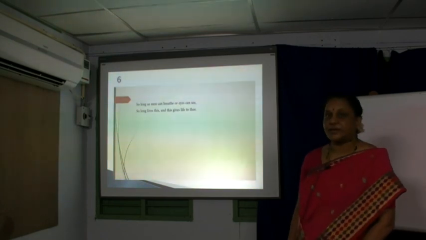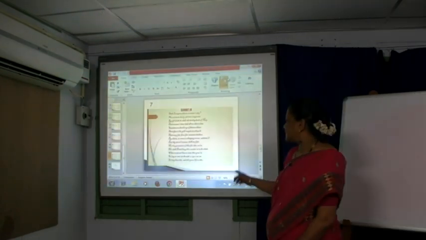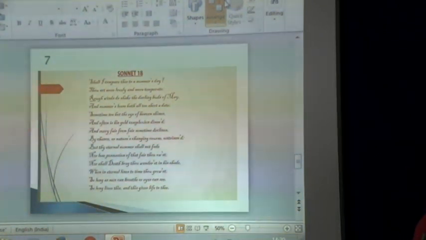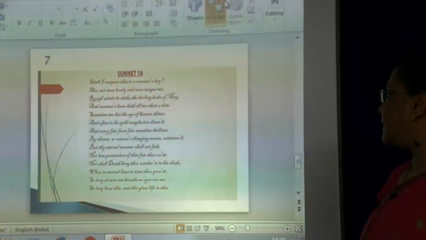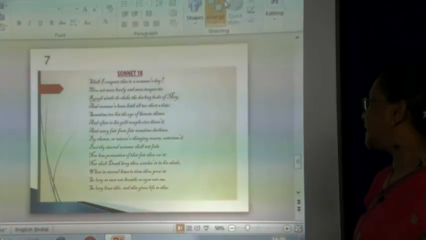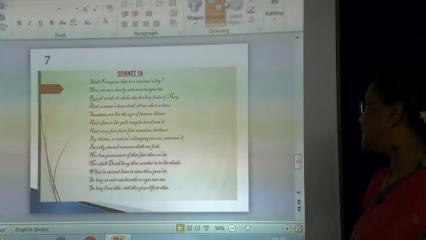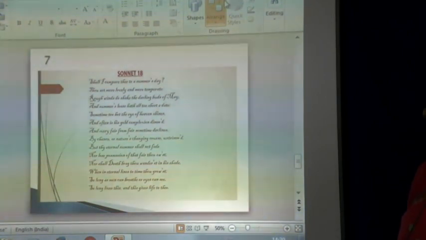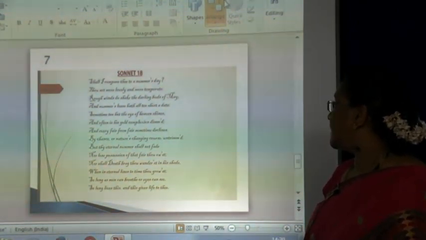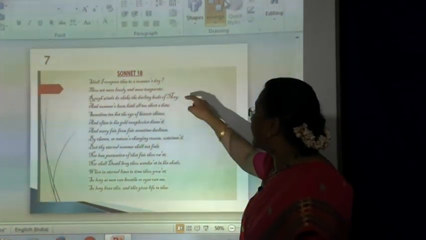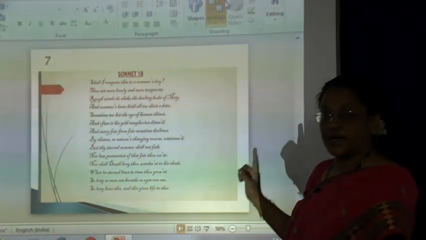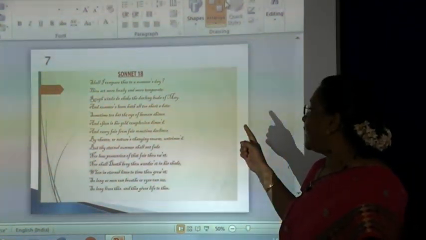So let us take a complete look at the whole poem. Sonnet 18, the title of which is, Shall I compare thee to a summer's day? Thou art more lovely and more temperate. Rough winds do shake the darling buds of May, and summer's lease hath all too short a day. So in the first 4 lines, the rhyme scheme is: the first line and the third line rhyme, day and May, and the second line and the fourth line rhyme. So the rhyme scheme here is AB and AB.